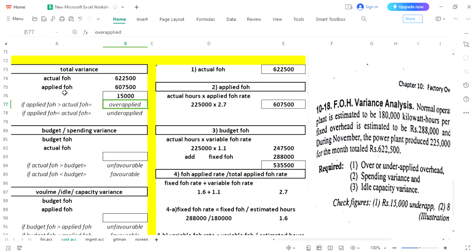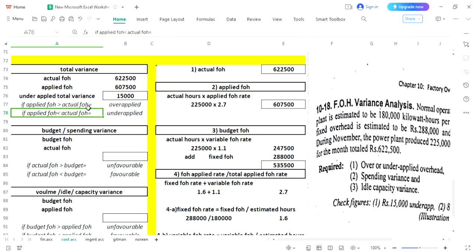For that purpose, you will be focusing upon applied only. If applied is more or less than actual, you will see it. Applied is 60 and actual is 62. It means applied is less. So we will conclude, since applied is less than actual, it would be called under applied total variance. Answer has arrived.